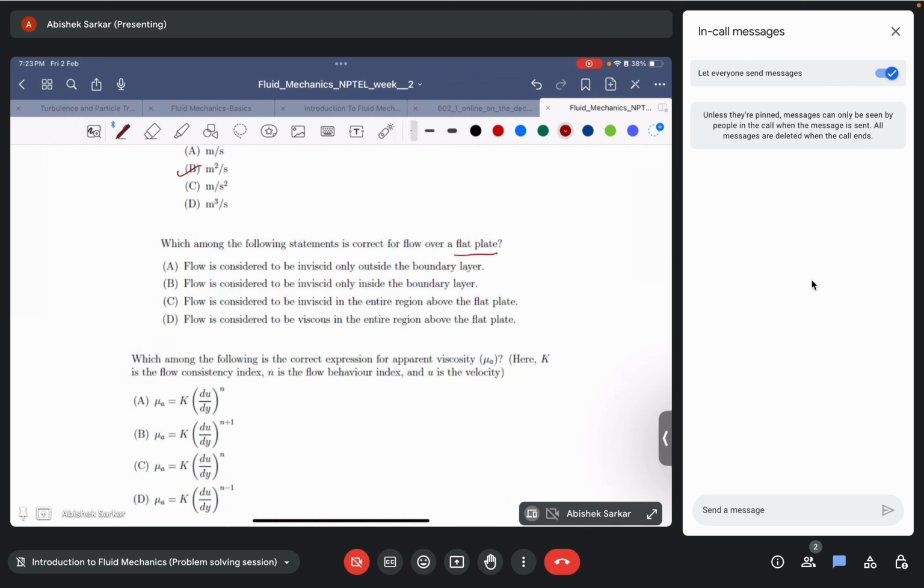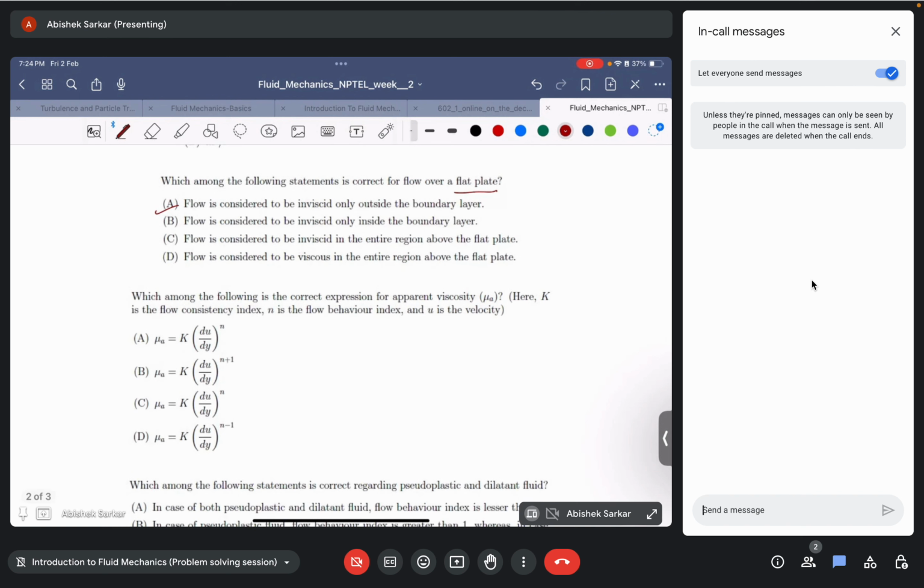So in this case the correct answer would be option A, that the flow is considered to be inviscid only outside the boundary layer. Within the boundary layer it is considered to be viscous, comprising all the rotational effects of the flow, and outside the boundary layer the flow is considered to be potential flow, and that's why the concept of boundary layer comes into the picture. It differentiates the inviscid and the viscous region in a flow, specifically in the case of flow over a flat plate, or any other streamlined surface. Sorry for my low voice, I'm not able to speak loudly because of a throat problem, but I hope you can understand and cope with that.